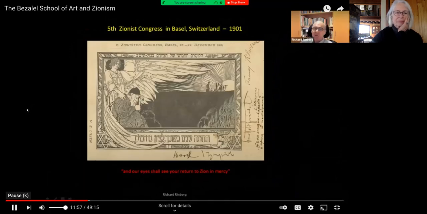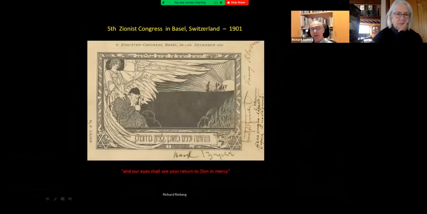Really where I wanted to get to, the 5th Zionist conference in 1901, it's gone back to Basel, and the art has now stepped up a notch. This is by E.M. Lilien. The printer of this made a mistake. His name is Ephraim Moshe Lilien. We're going to see him again. And he designs this card, which we know very well from the Shmona Esrei, and our eyes shall see your return to Zion in mercy.